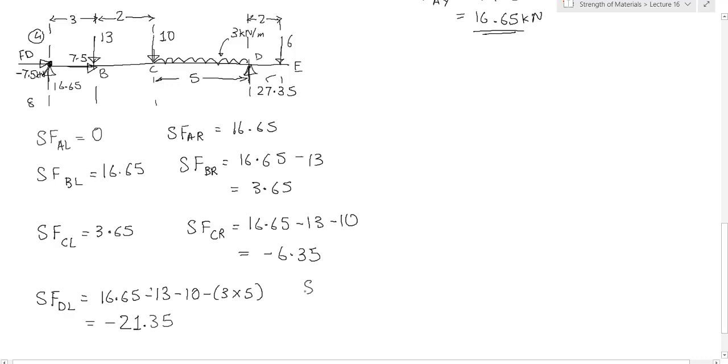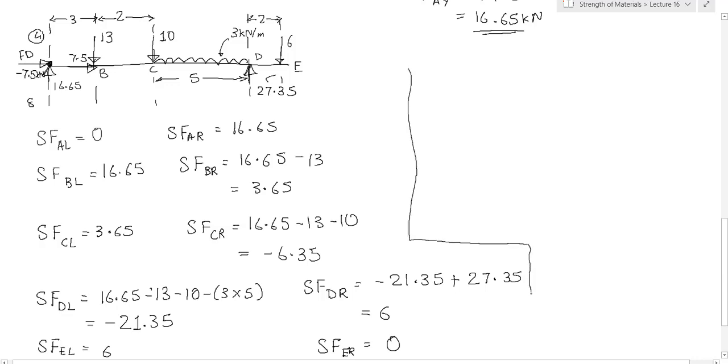And shear force to the right of D will be minus 21.35 plus 27.35. I have done all the calculations here, so I am not repeating it. I am just adding this 27.35, so it comes out to be positive 6. Then we have shear force to the left of E, which will be 6, and shear force to the right of E, which will be 6 minus 6, so 0. So we have got all the shear force calculations.